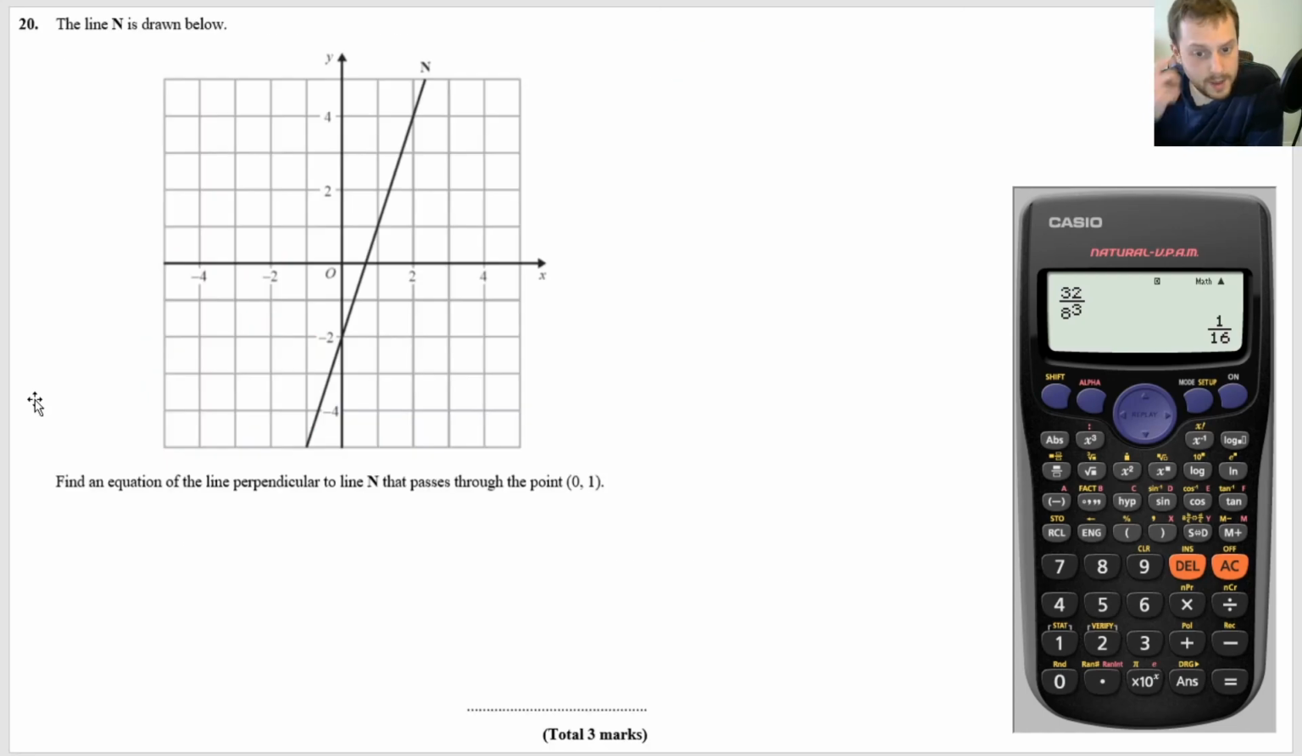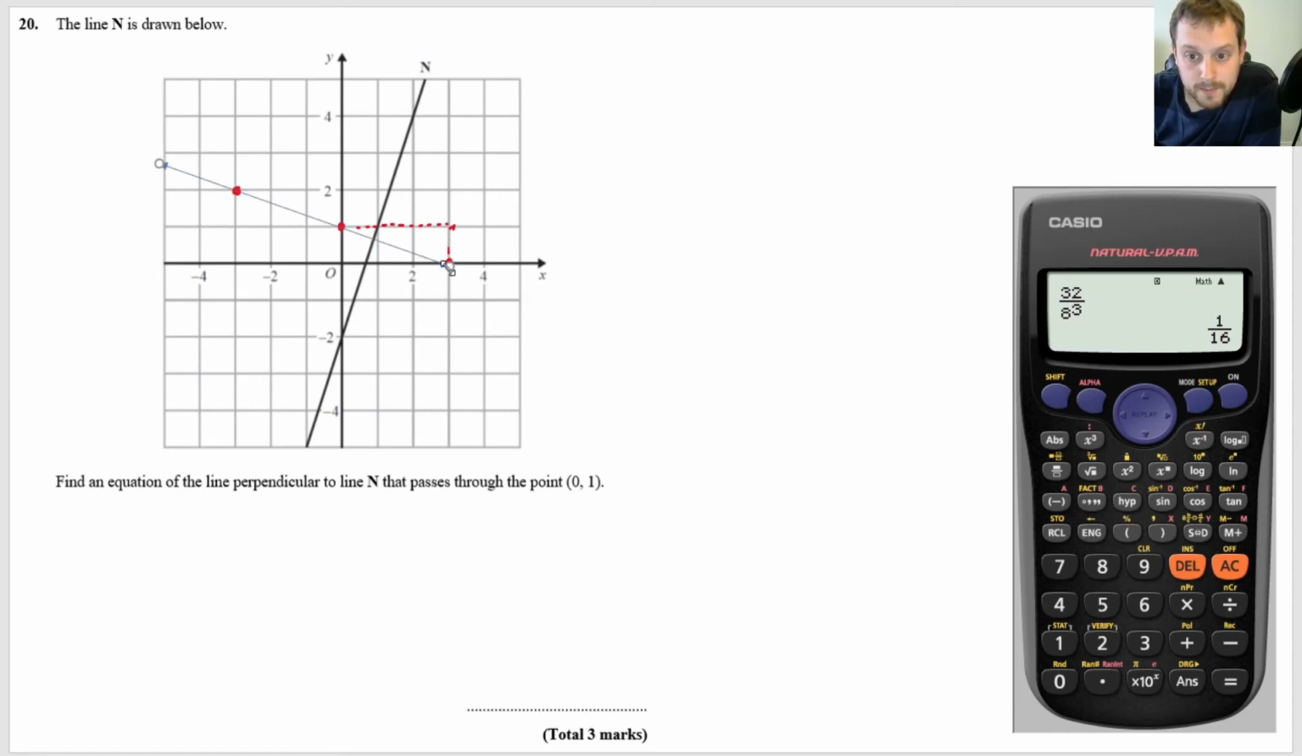Right, number 20. Find the equation of the line perpendicular to the line n that passes through 0, 1. Okay, so it's got to go through here. And if it's perpendicular, do you see how this original line is going 1 along 3 up, 1 along 3 up? So the line that's going perpendicular is going to go 3 along 1 down. So it's going to go like 3 along 1 down. Right, so that would be there. And if I fill that in, that's something quite useful to try to remember.